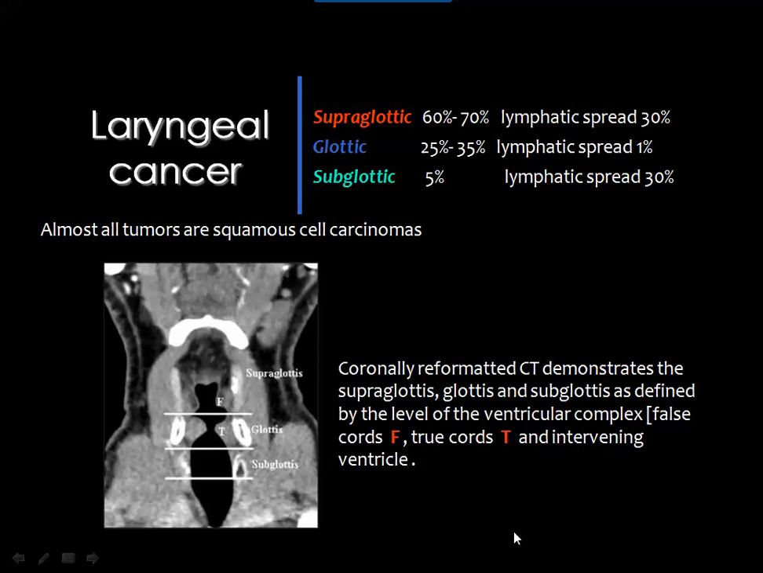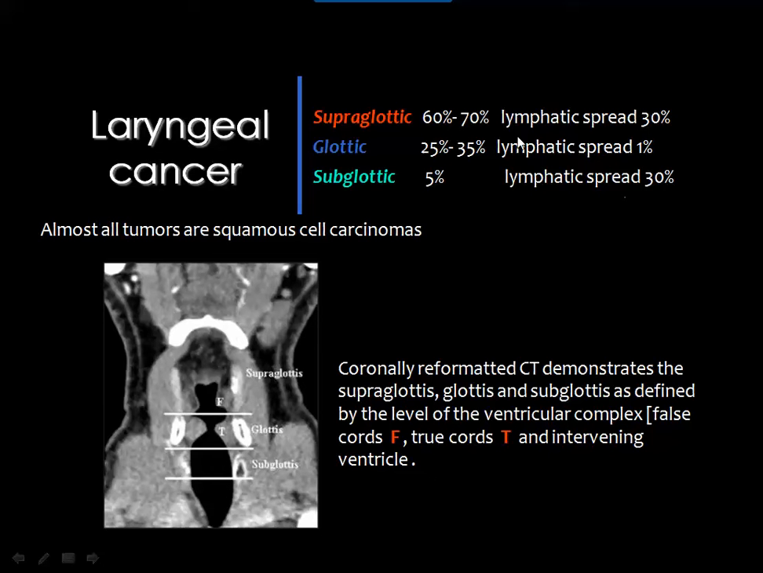extralaryngeal component. Then we come to the issue, which is the most important issue here, about the laryngeal carcinoma. You know that the larynx is divided into three major parts relative to the true vocal cord. The region of the true vocal cord is known as the glottic area. What is above it is known as the supraglottic area. The lower region below it is known as the subglottic area.